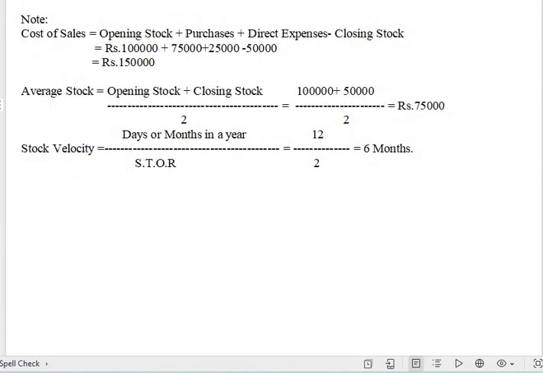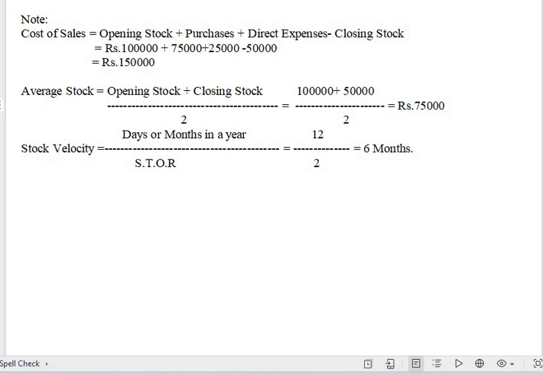Similarly, we can calculate the capital turnover ratio. The capital turnover ratio is cost of sales divided by capital. You are going to find out how efficiently the capital is used, in the form of revenue generated. That's why we use the capital turnover: cost of sales or sales divided by net capital. By using that formula, you can find out the capital turnover ratio.